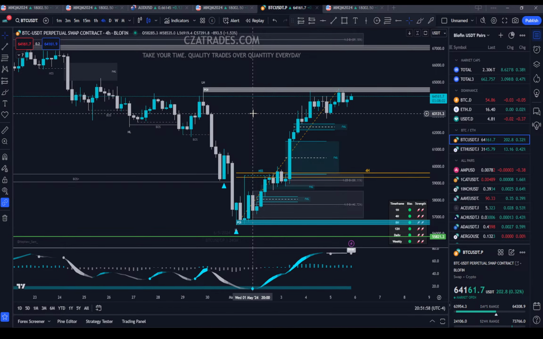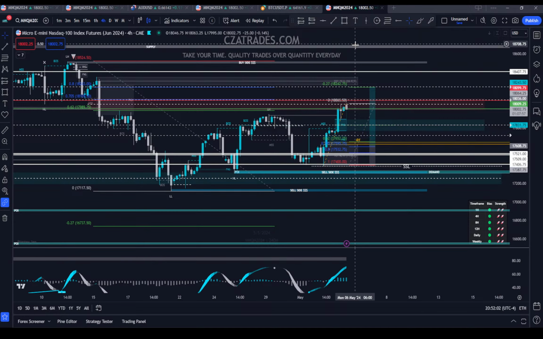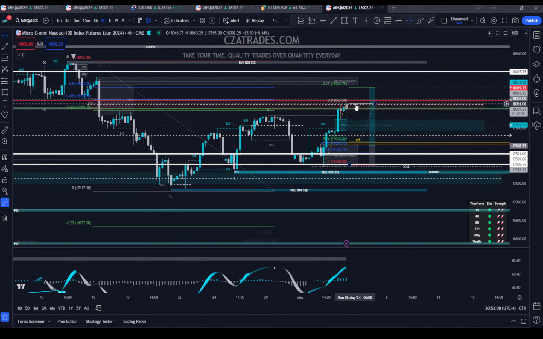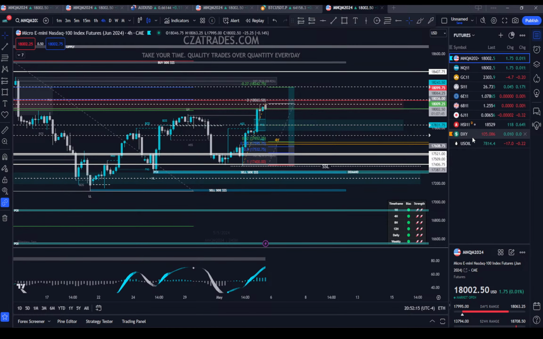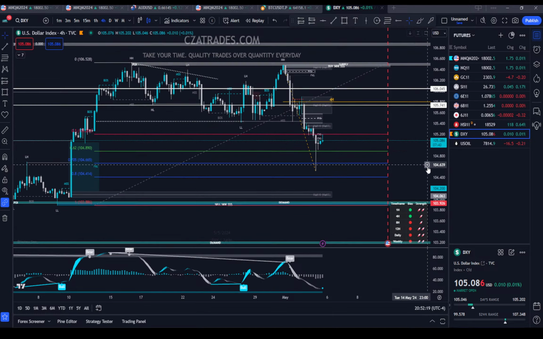Damn, look at Bitcoin. Bitcoin's looking extremely bullish. It's insane. Usually Nas follows Bitcoin a bit, but Nas might be doing its own thing, right? We should see that pullback. Let's check out DXY. DXY is also really important because you want to see the correlation between that. Oh yeah, this thing's playing out perfectly.